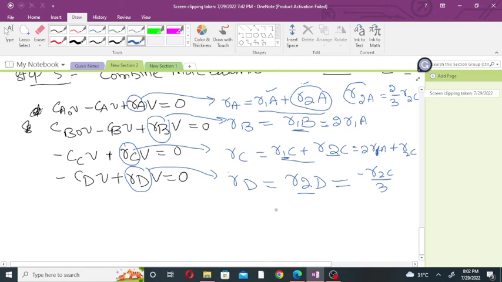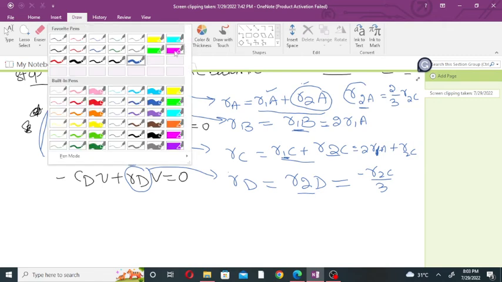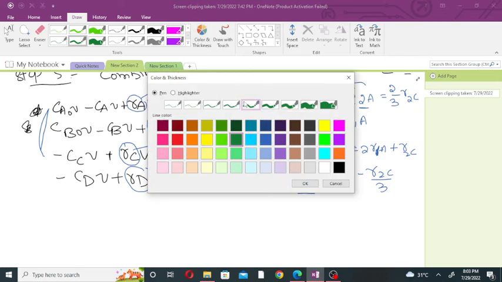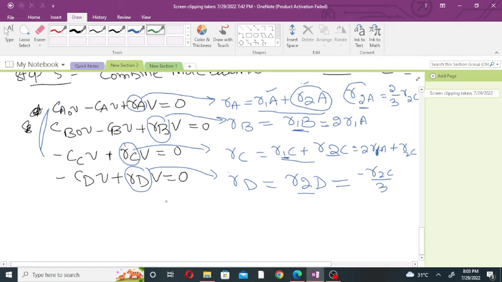Now the value we can put, we will put these relationships, this R2A and these relations, in these 4 equations. So we will put these relations in these equations. Now I am putting it. I am further simplifying it.